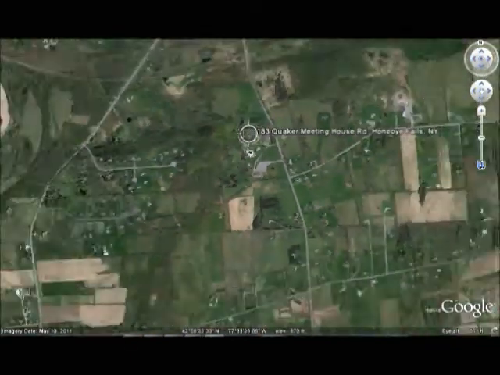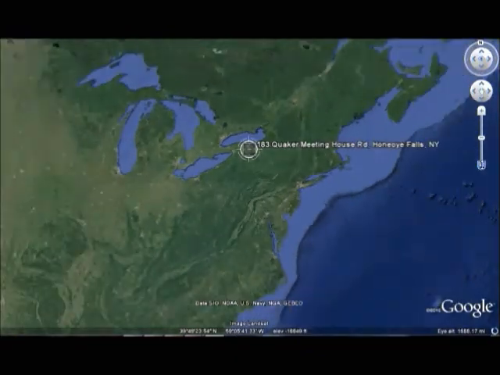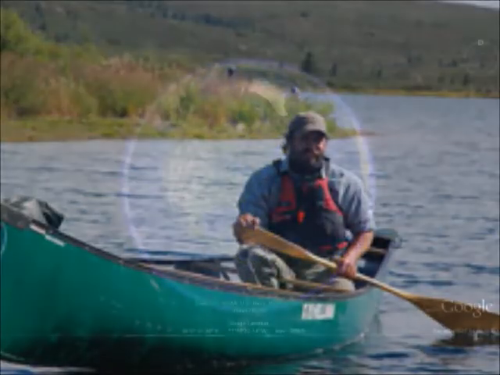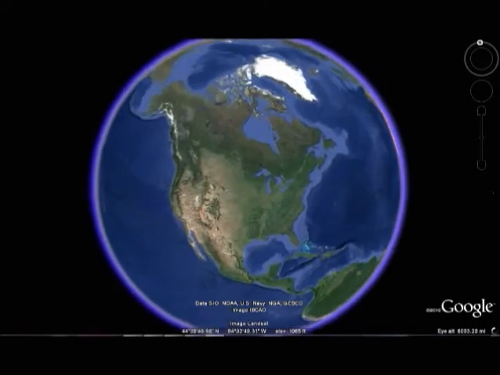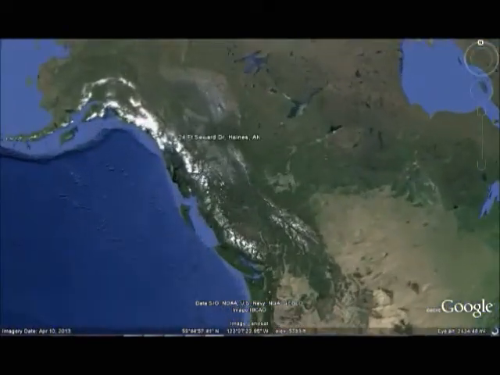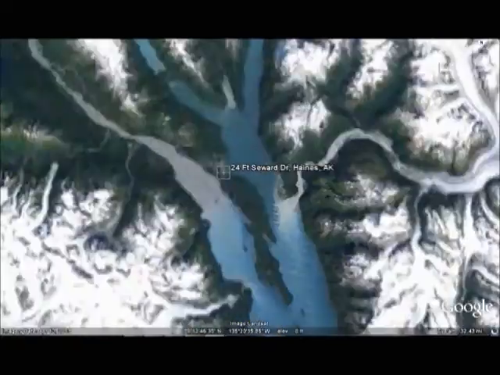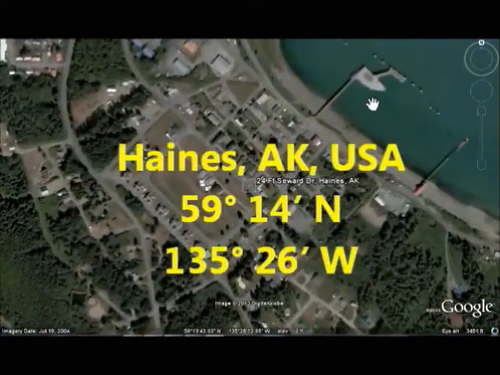So zooming out of Honeoye Falls, our next stop is going to be Haines, Alaska at 59 degrees north. We're going to be listening to my friend Mike Wald, who was one of my college teachers in Vermont. He taught at the Center for Northern Studies about, among other things, life in Alaska. So he's going to tell us how life looks at 59 degrees north of the equator.